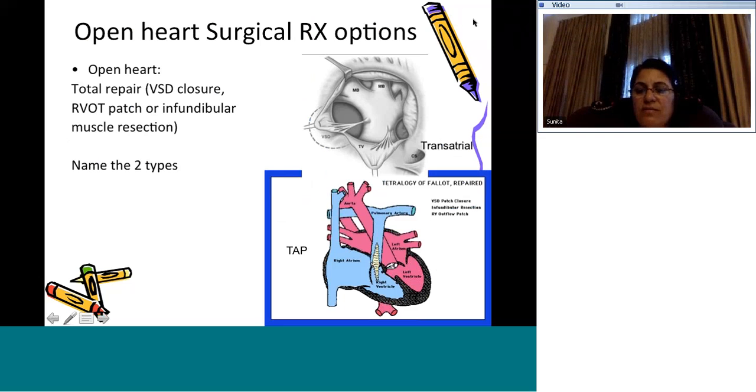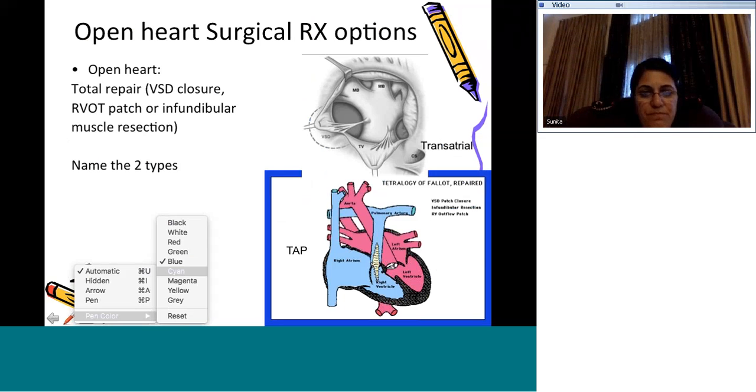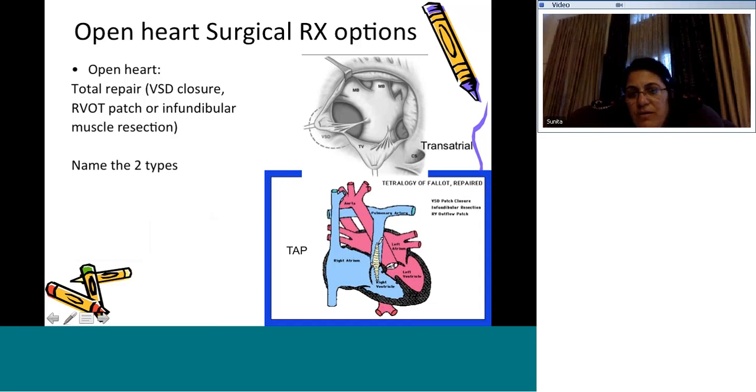So one is, what is this one? This picture down here is what? See here, what are they doing here? So this is a transannular patch, where you cut across the pulmonary valve annulus. That's a TAP, right? Transannular patch. What's the other type of repair?